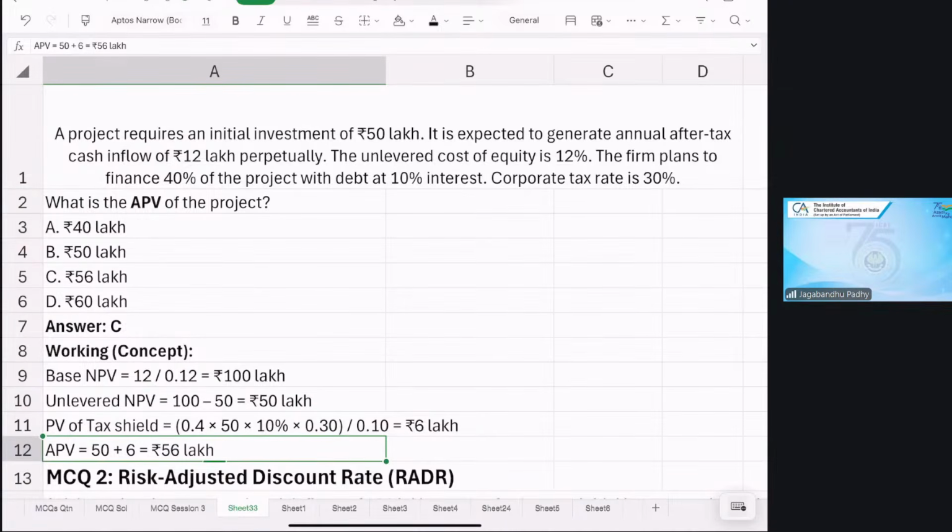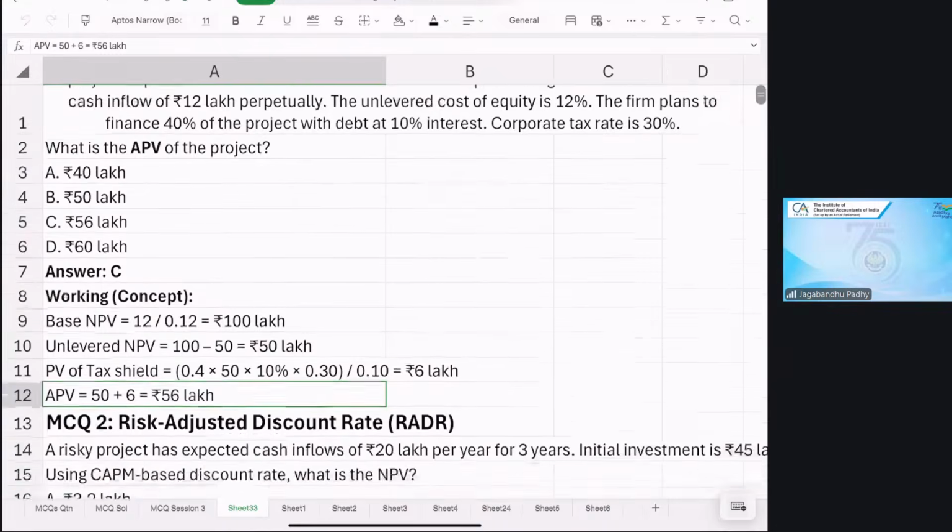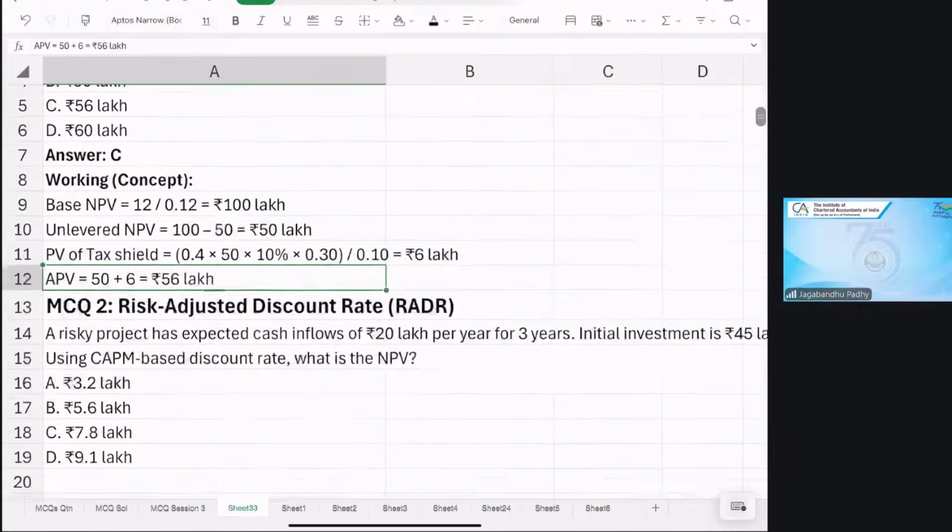Divided by 0.1, from where have we taken this rate of 10%? That's the rate of interest, right? So dividing by cost of debt: tax saving divided by cost of debt gives you the present value of all the future tax savings. Okay. Next question.